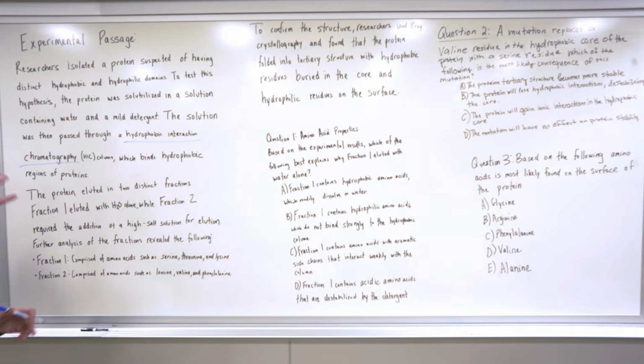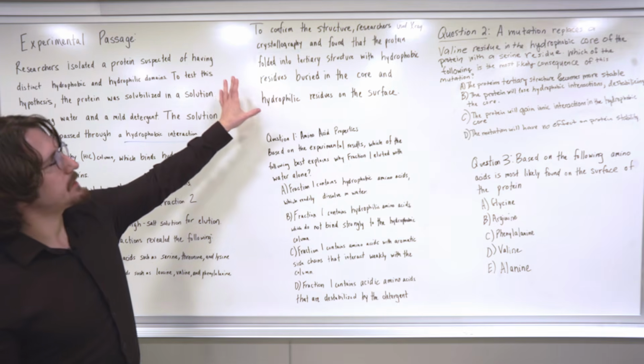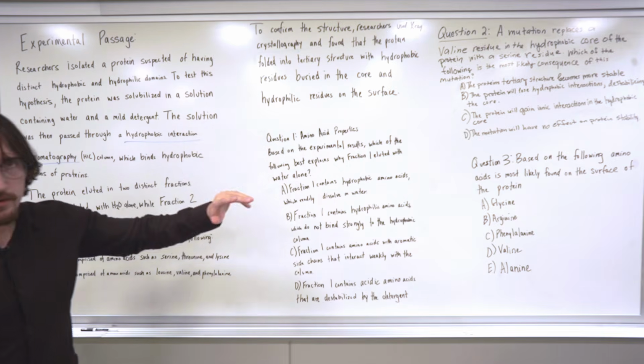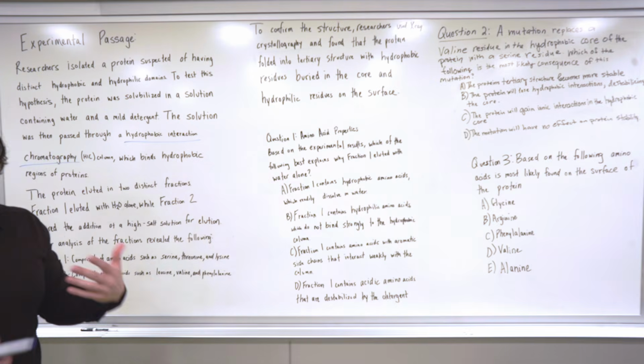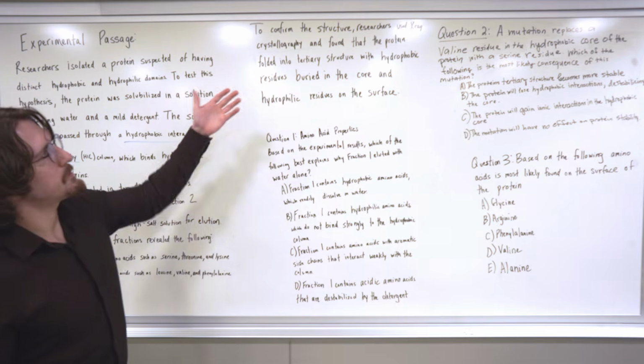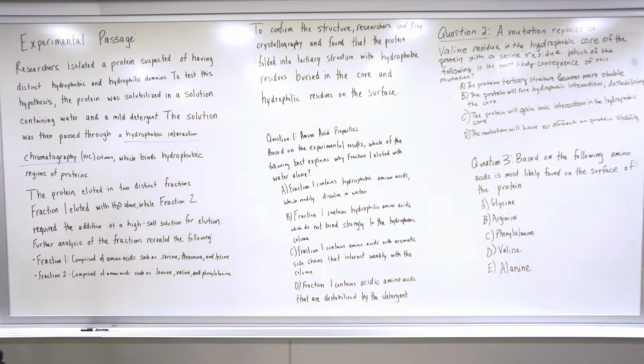And generally speaking, the things that interact more weakly with the medium are going to pass through the column more quickly and will be eluted first. And then those that interact more strongly will be retained for longer, and that's how they're separated. And then X-ray crystallography is simply a technique that's used to analyze structure of proteins. The specifics are beyond the scope of the MCAT, but just know that it's used for structural analysis.